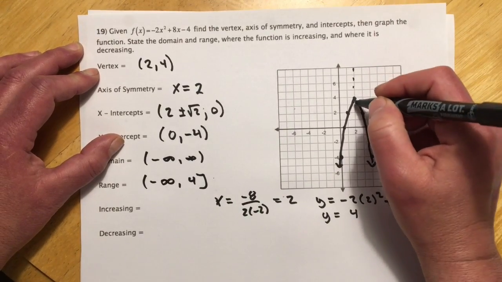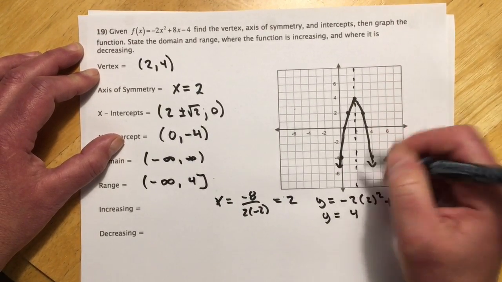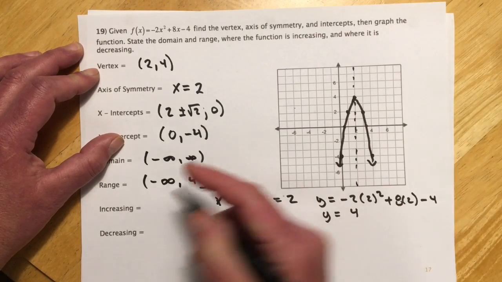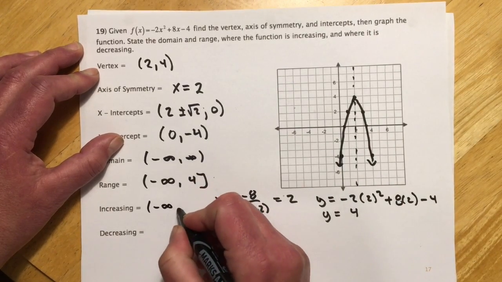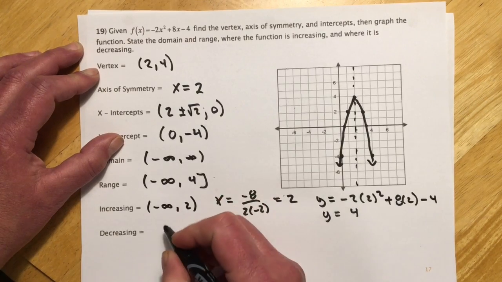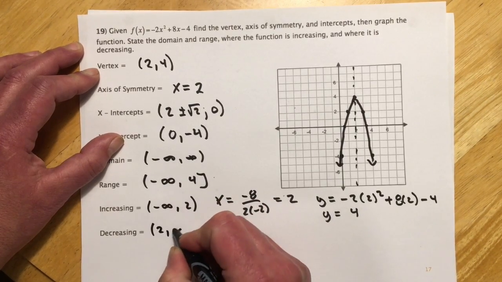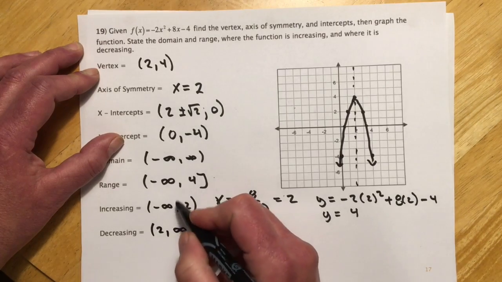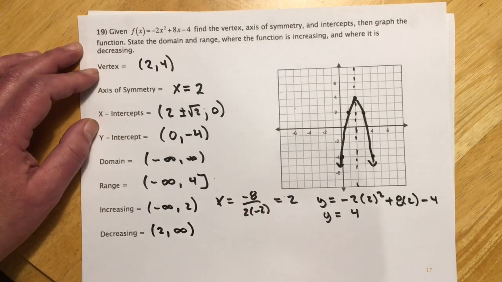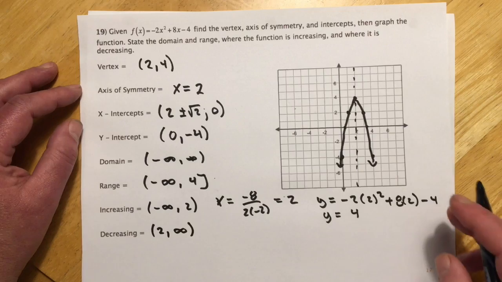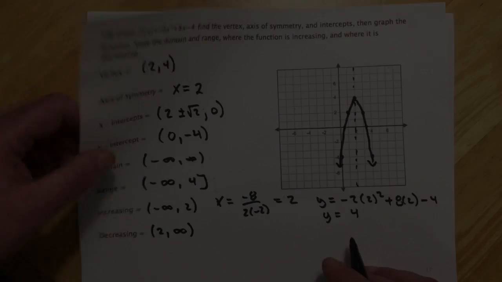It's increasing. So there's my axis of symmetry. And it's increasing on the left-hand side, decreasing on the right. So -infinity to 2 for increasing, and 2 to infinity for decreasing. And remember, increasing, decreasing, always get parentheses. And I think that's it on that one.